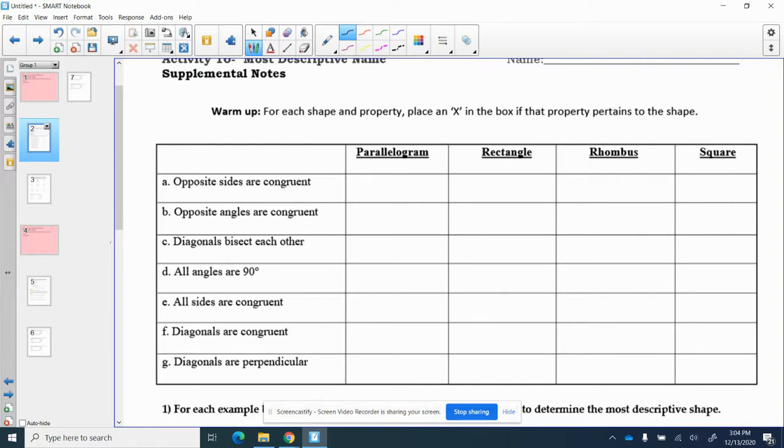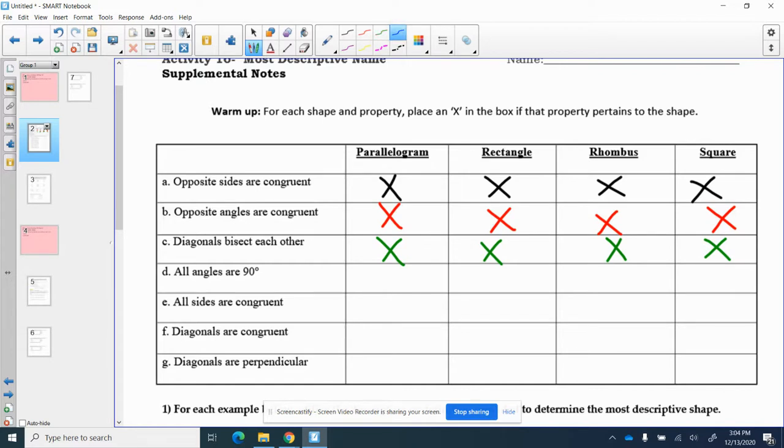So which of the following have opposite sides congruent? Well, for the parallelogram, the opposite sides are congruent, which means for the rectangle, the rhombus, and the square, that will also be true. The second one wants which figure has opposite angles congruent. Well, again, that's true for the parallelogram, so it's true for the other three figures as well, because if it's true for the parallelogram, it's true for the members of that family. Which figures have diagonals that bisect each other? Well, that's also our parallelogram, and thus the rectangle, the rhombus, and the square.